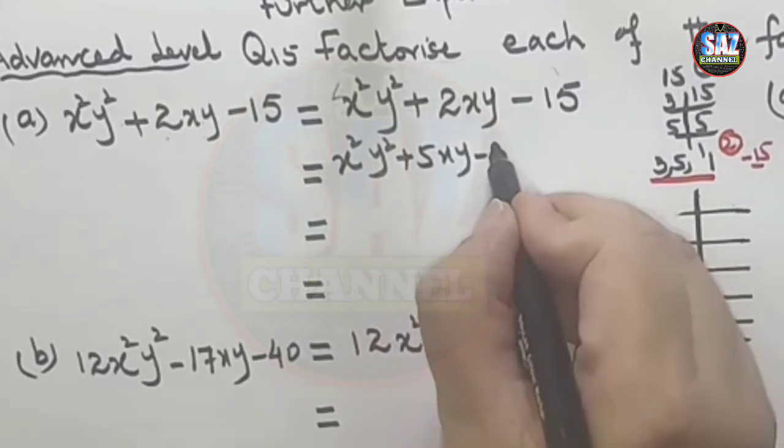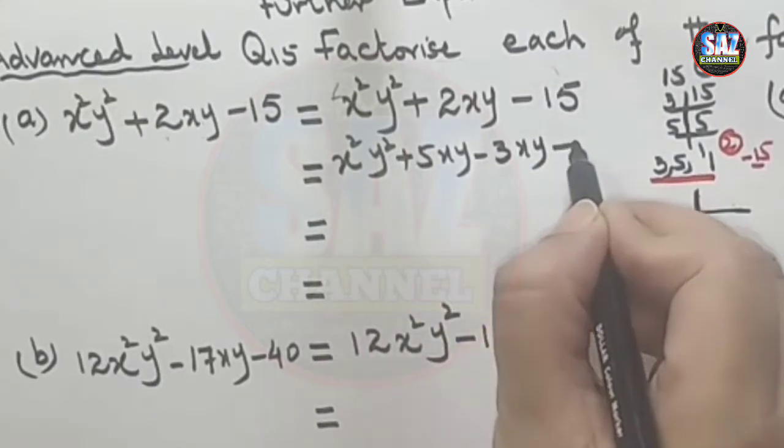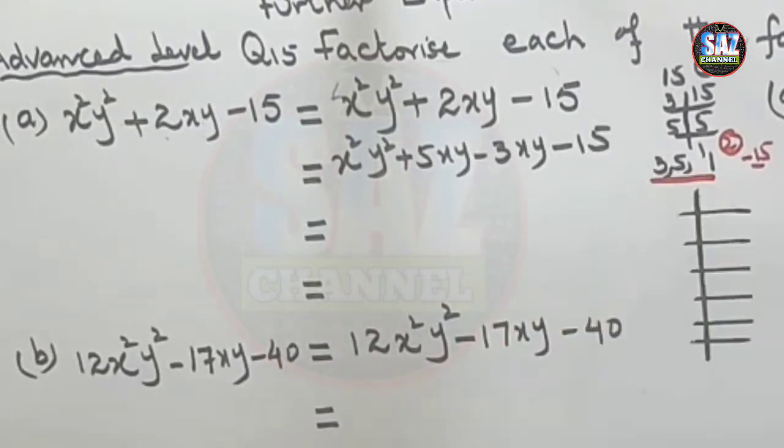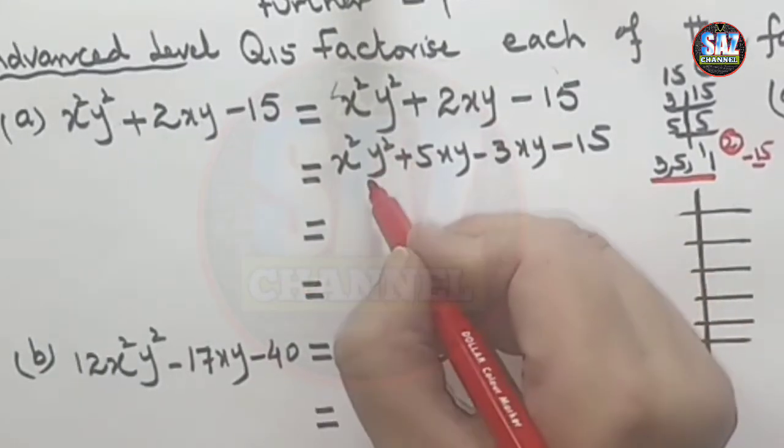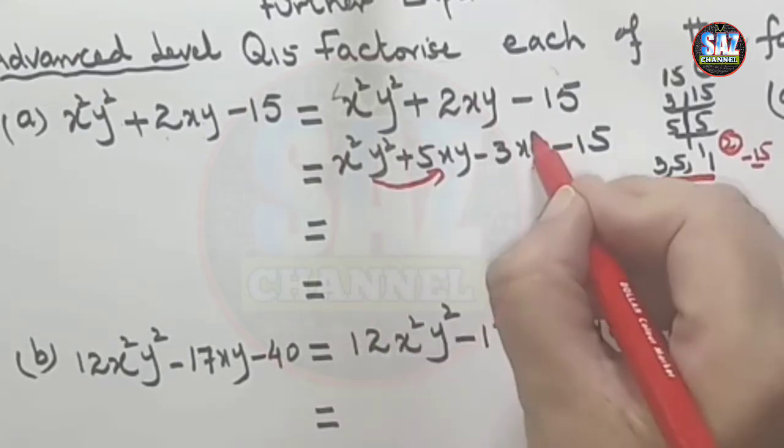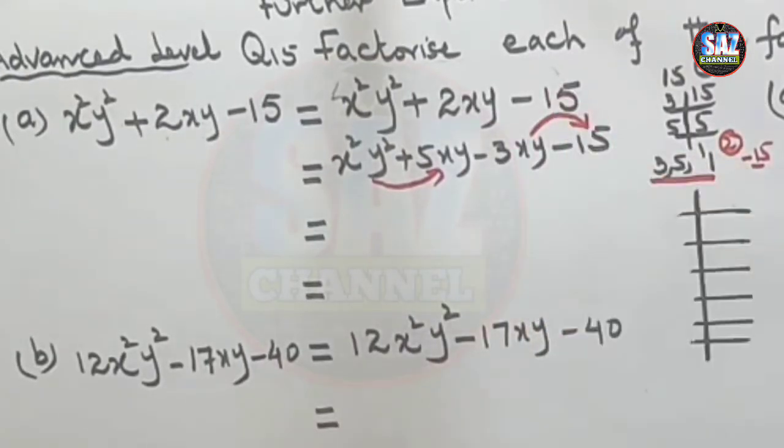So the suitable choice, I hope, will be x squared y squared plus 5xy minus 3xy minus 15. The expression has been divided into four terms. Make the groups of like terms and then extract some number or letter as a common factor.